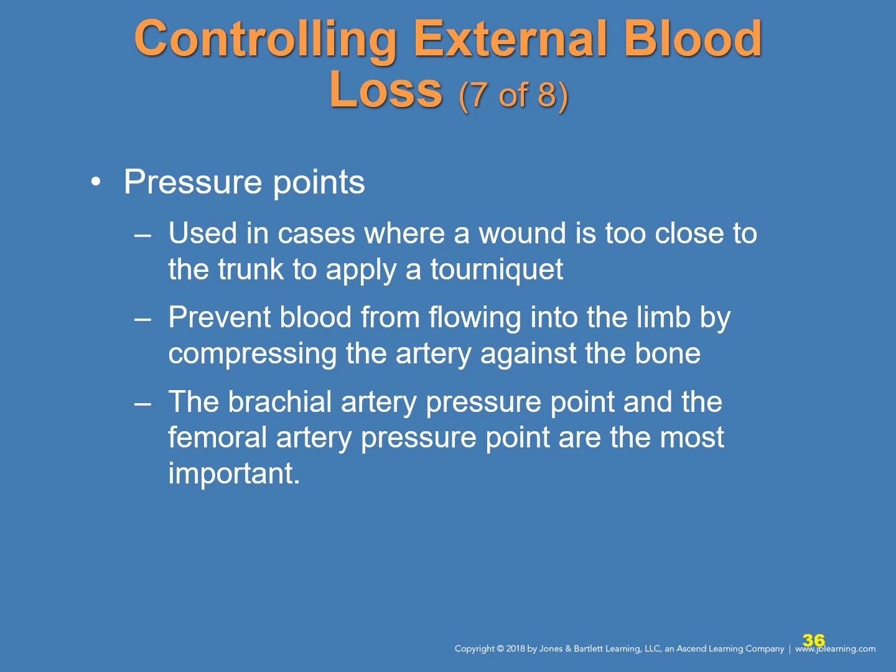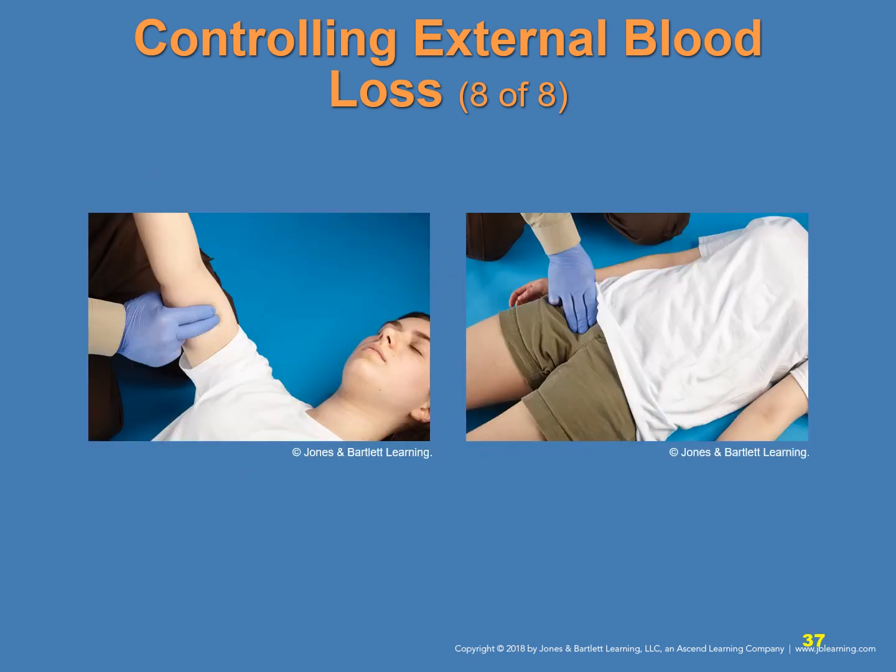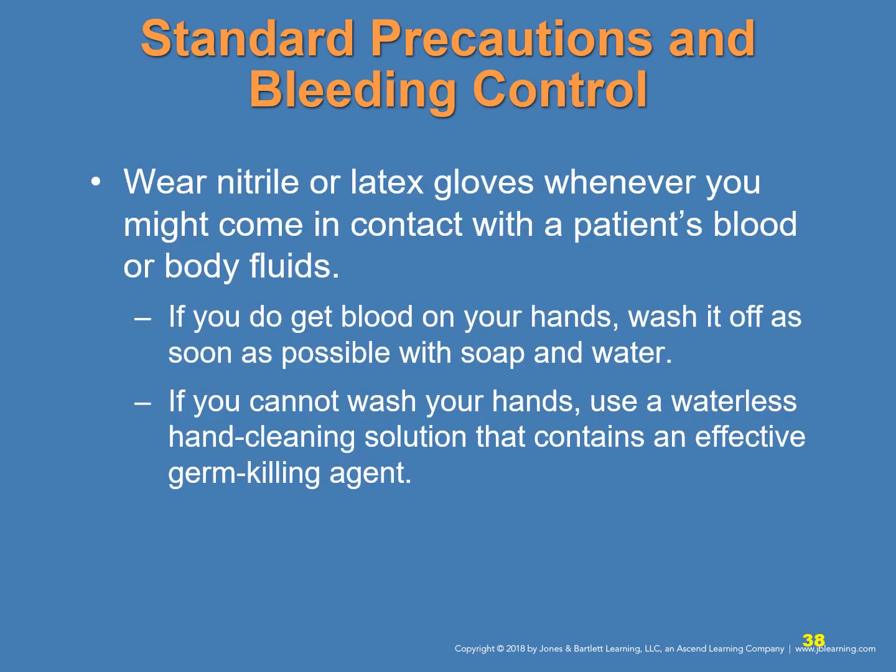If the patient is sitting down, squeeze the arm by placing your fingers halfway between the shoulder and the elbow and your thumb on the opposite side of the patient's arm. The femoral artery pressure point is more difficult to locate and squeeze. The figure below shows the brachial artery on the left and the femoral artery on the right.